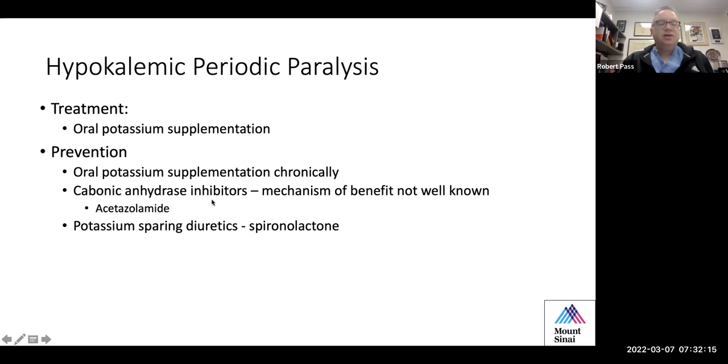Apparently, patients with this are given carbonic anhydrase inhibitors, and apparently the mechanism of benefit is not well established, but acetazolamide is a common agent used.